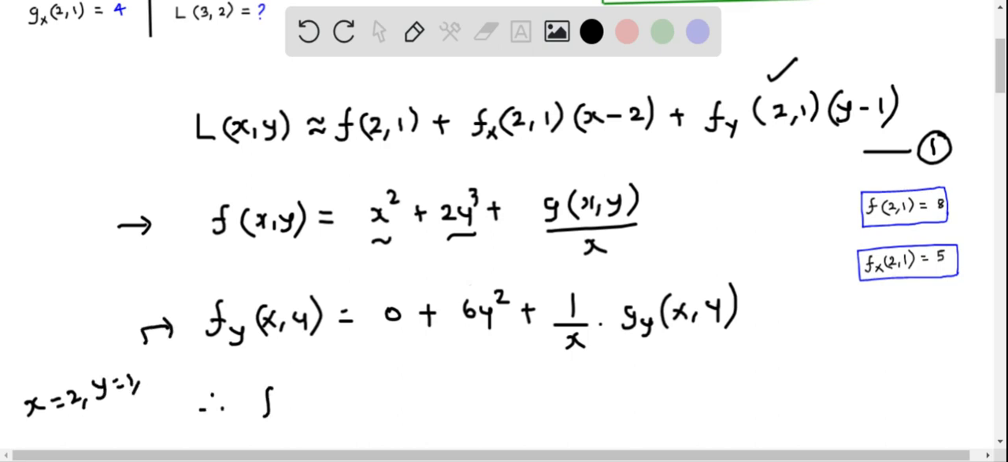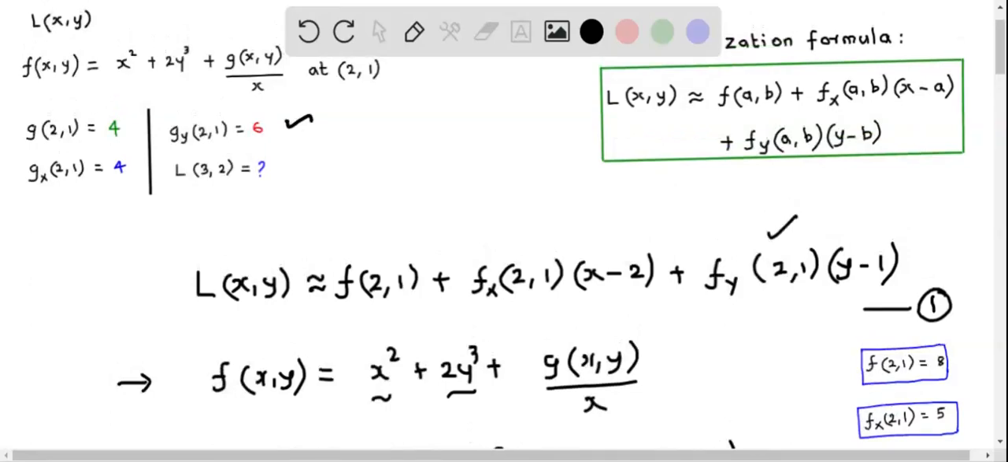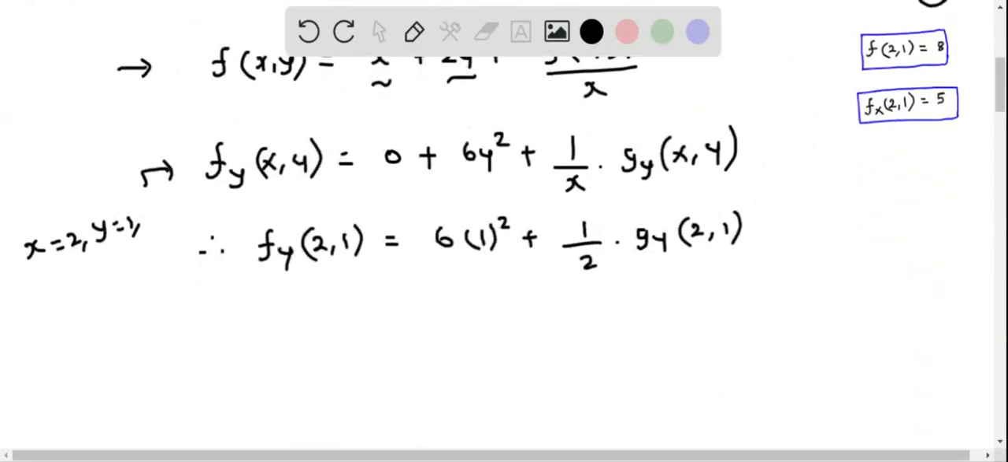So therefore we get fy of (2, 1). So this equals 6 times y, which is replaced as 1. It becomes 6 times 1 squared plus 1 divided by x, which is 2, so I put 1 by 2. Then this becomes gy of (2, 1). We will replace the value gy of (2, 1), and this is given as 6. So I'm going to replace this as 6, so it becomes like this.